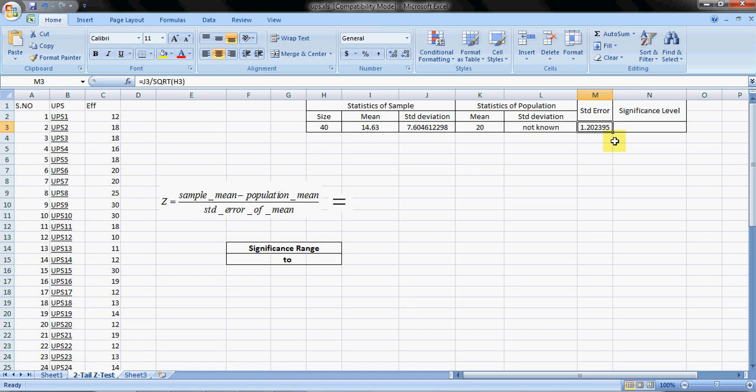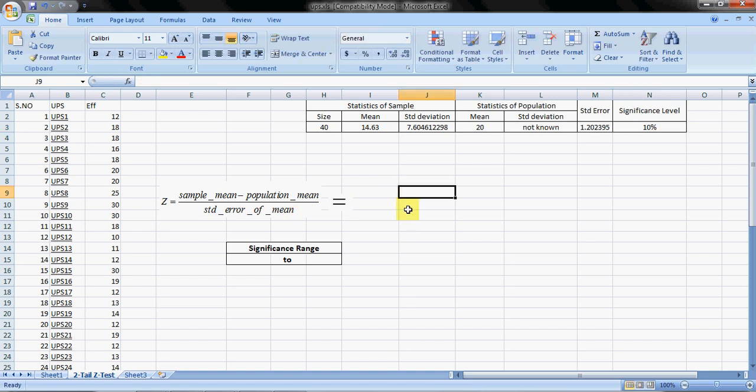Now at which significance level do you want to test the hypothesis? Say, for example, we need 10%. So now let us perform the z-test. To perform the z-test, you need this kind of statistics: the sample mean minus the population mean divided by the standard error of the mean. So let's go through.